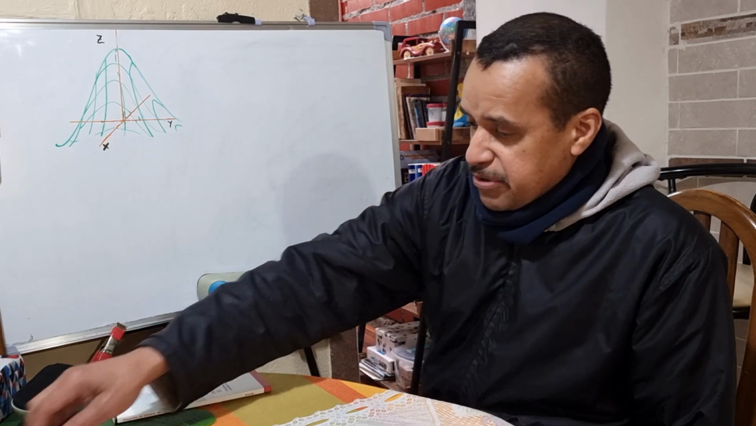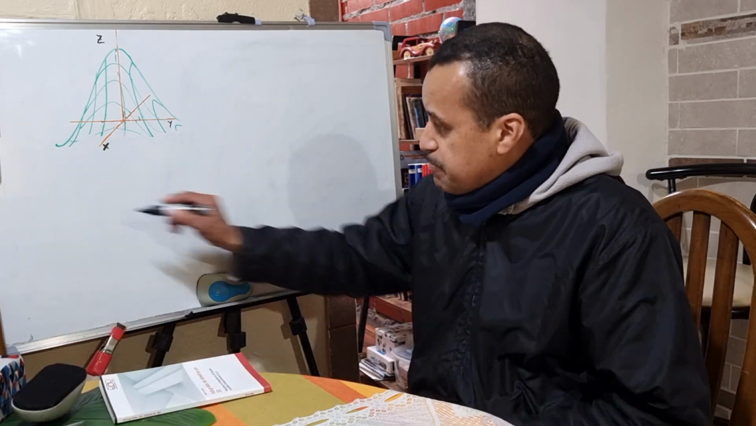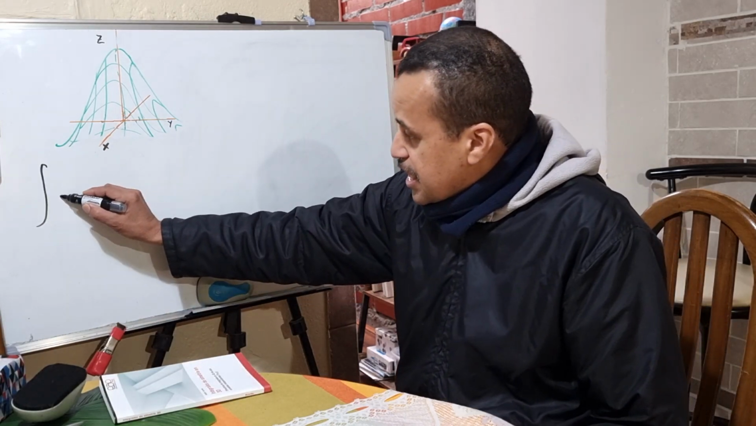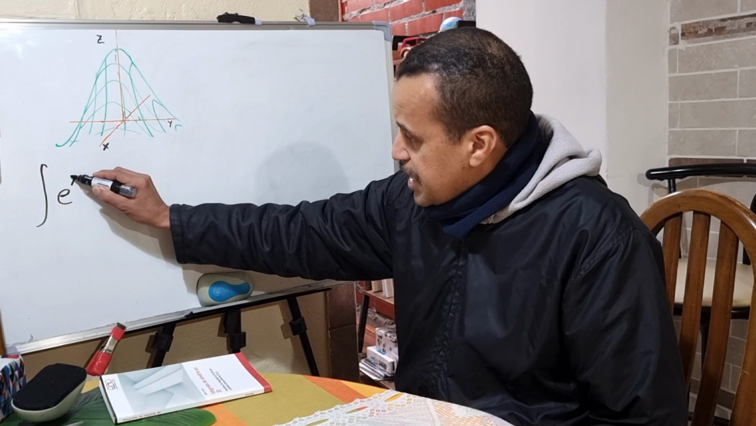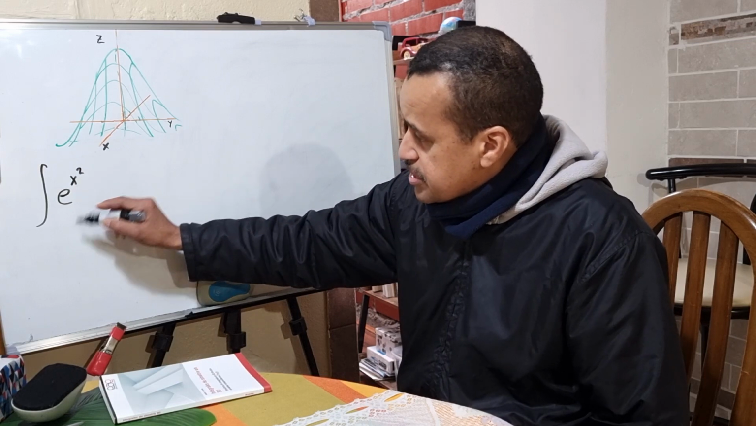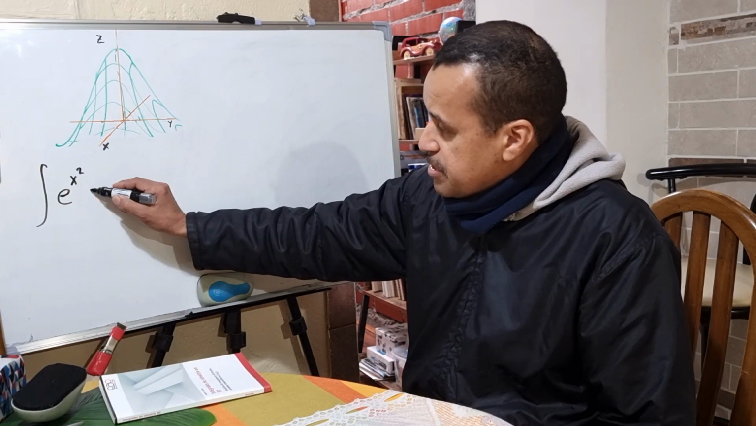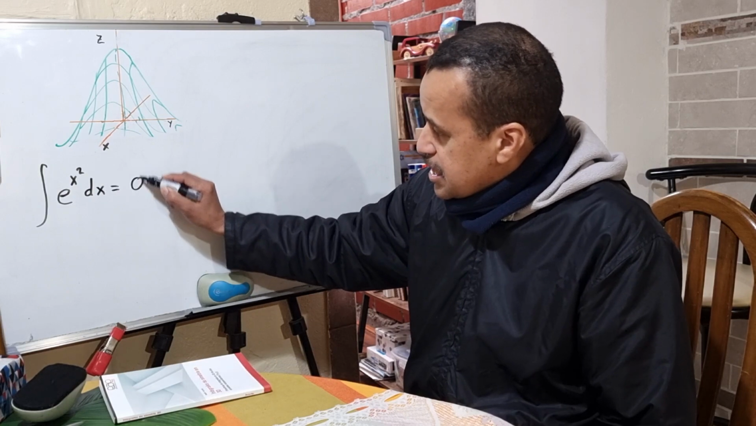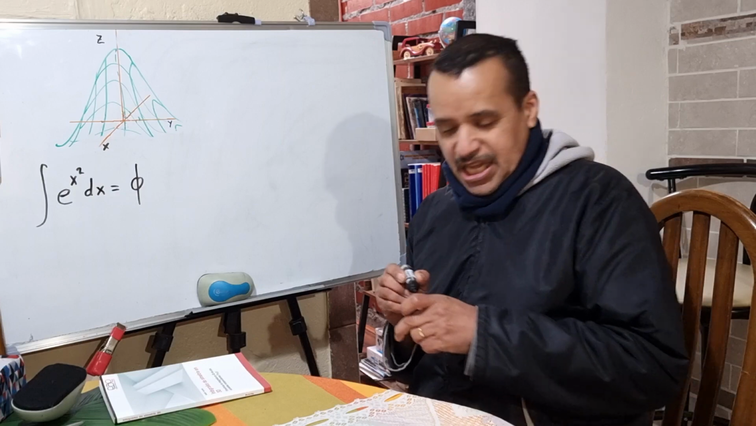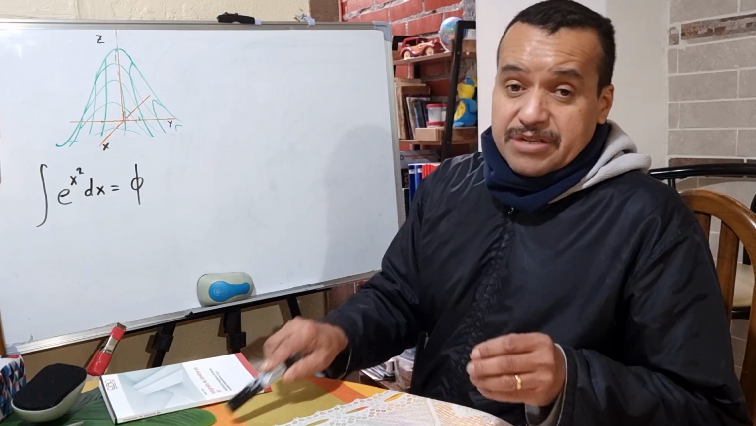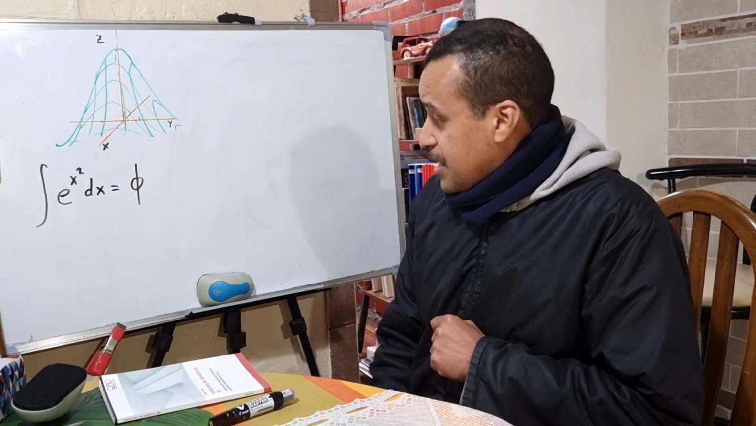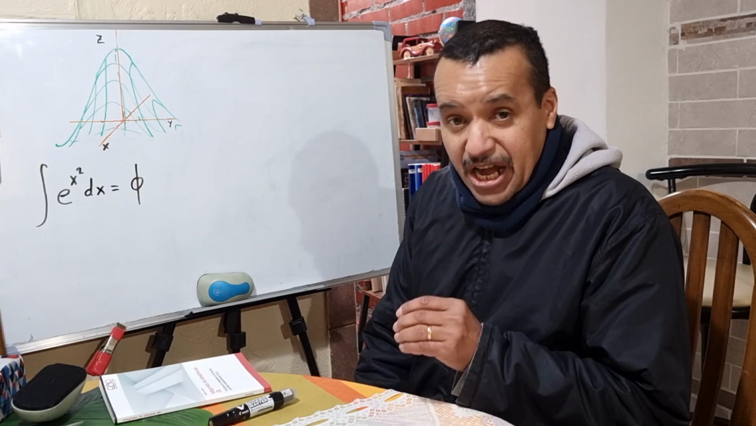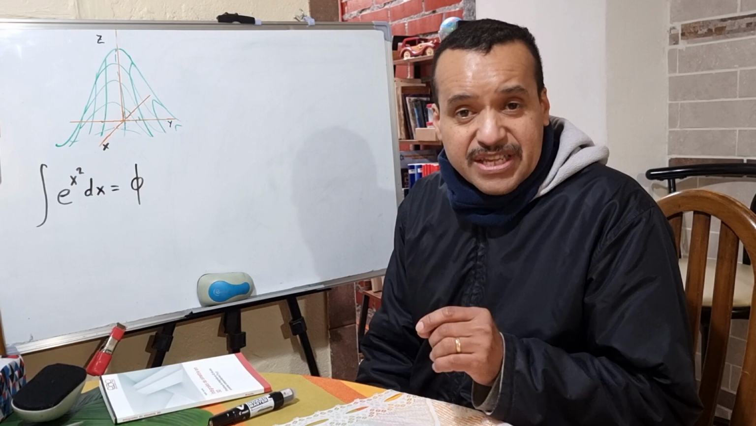We are talking about the following primitive in two-dimensional space of the classical calculus: the integral of e to s squared ds. It doesn't exist. In order to demonstrate it, we are going to start from what we learned in the last video.